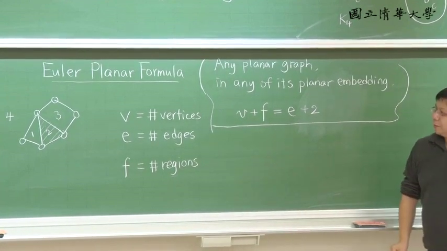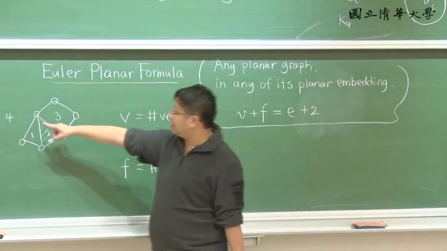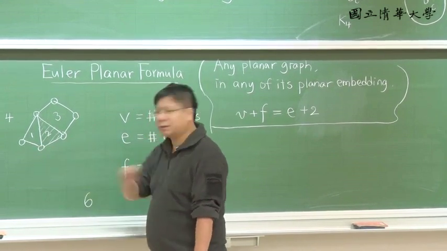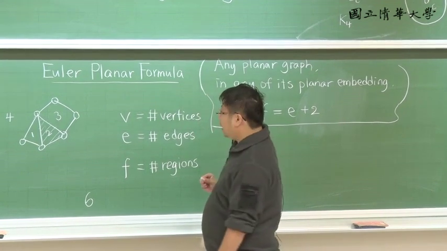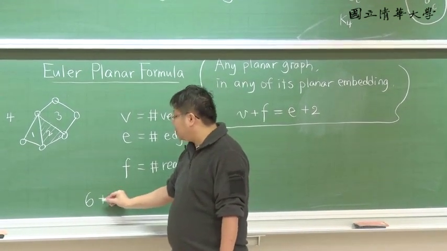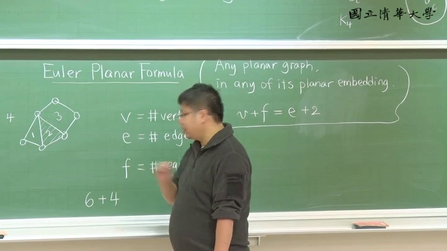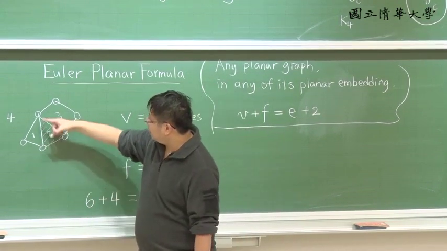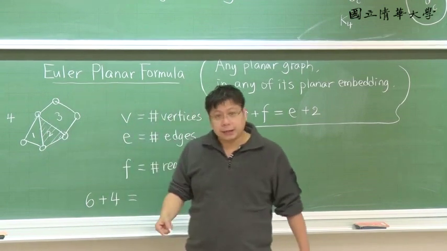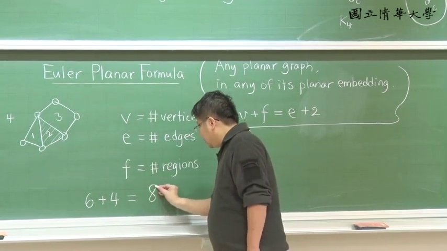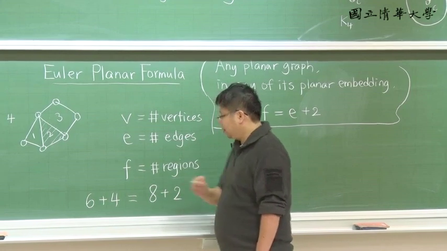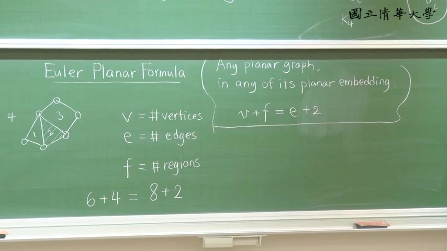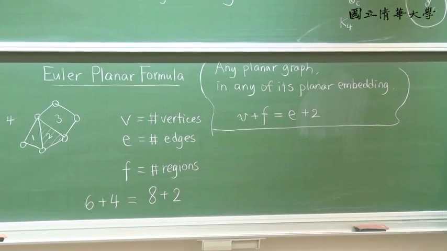Okay. So if you look at it, the number of vertices here is 1, 2, 3, 4, 5, 6. So in our case, V is equal to 6. And then F, the number of faces, number of regions, turns out to be 4. Is that okay? And how many edges are there? 1, 2, 3, 4, 5, 6, 7, 8. There are 8 edges, plus 2. Is that okay? Now this is so amazing. Okay, so this is in any planar embedding.